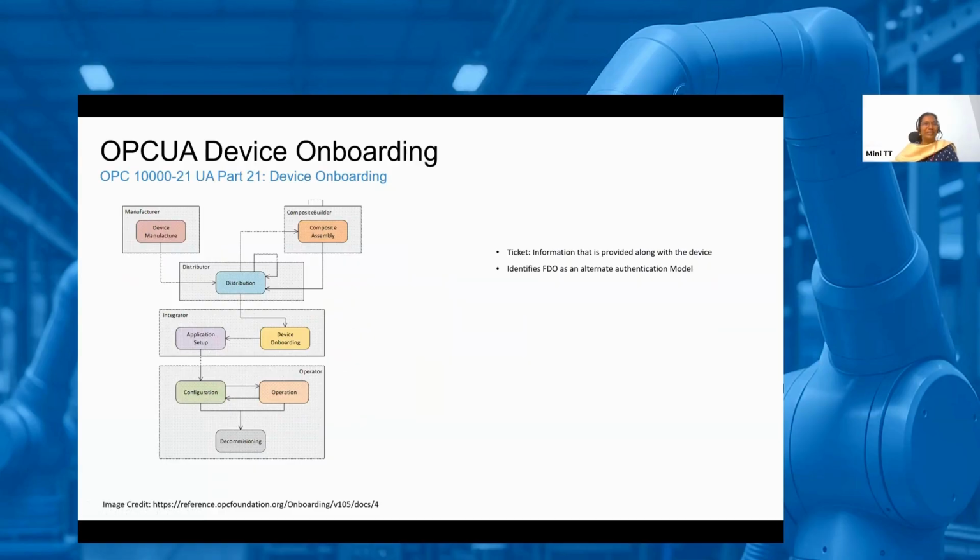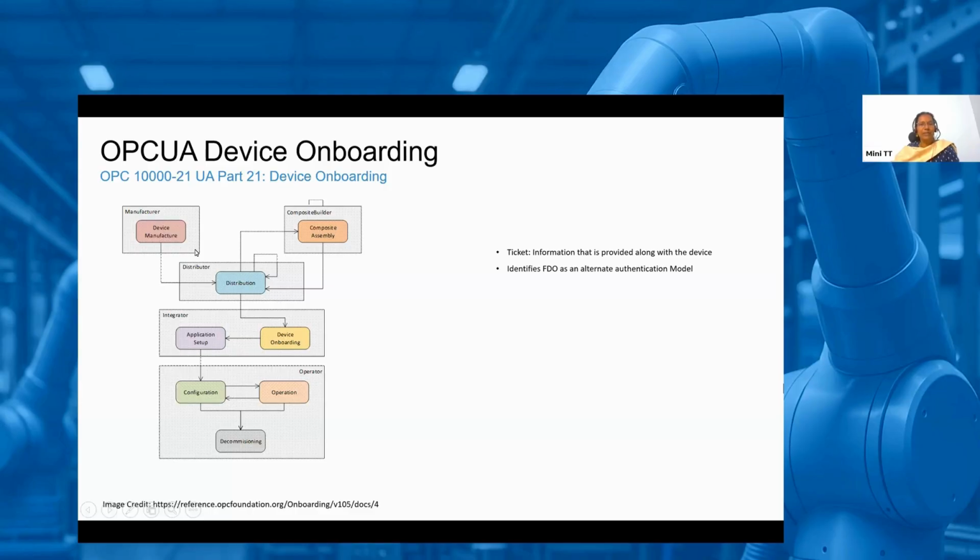That is the OPC UA device onboarding. It came out in the recent few years. It was not there from the original one. This one takes care of the device life cycle, what typically happens in an industrial world, in an OT world. OPC UA Part 21 Device Onboarding, that's the exact name of the specification.